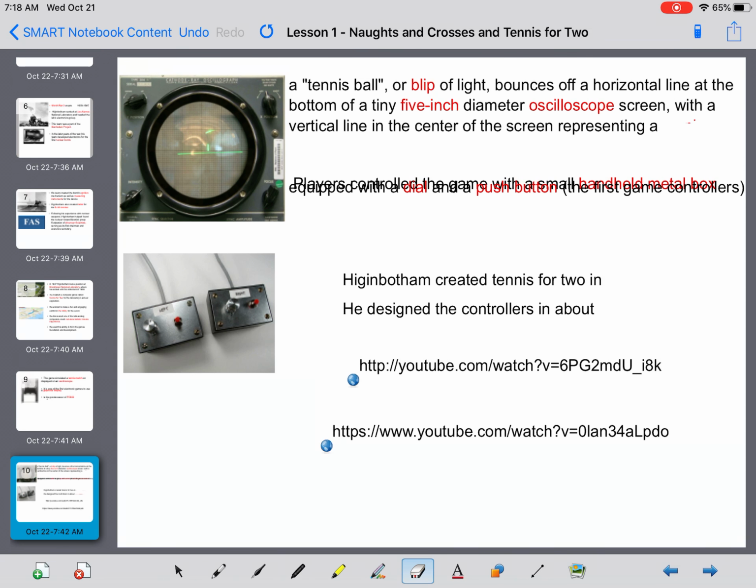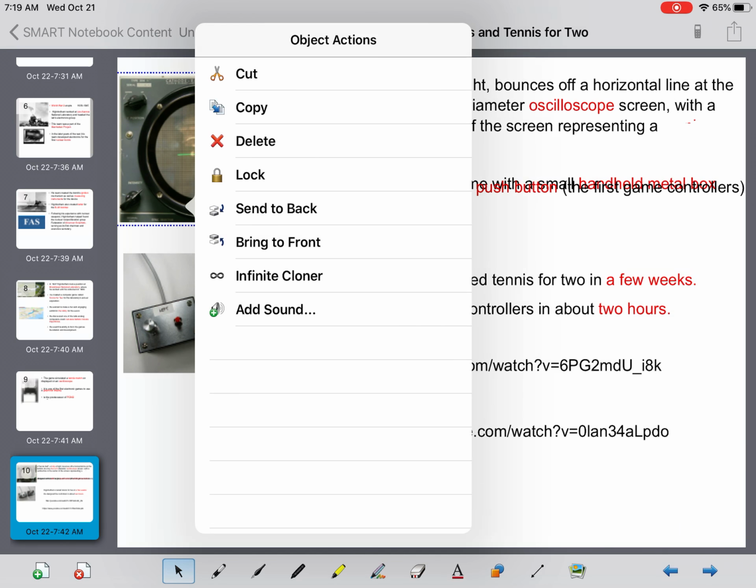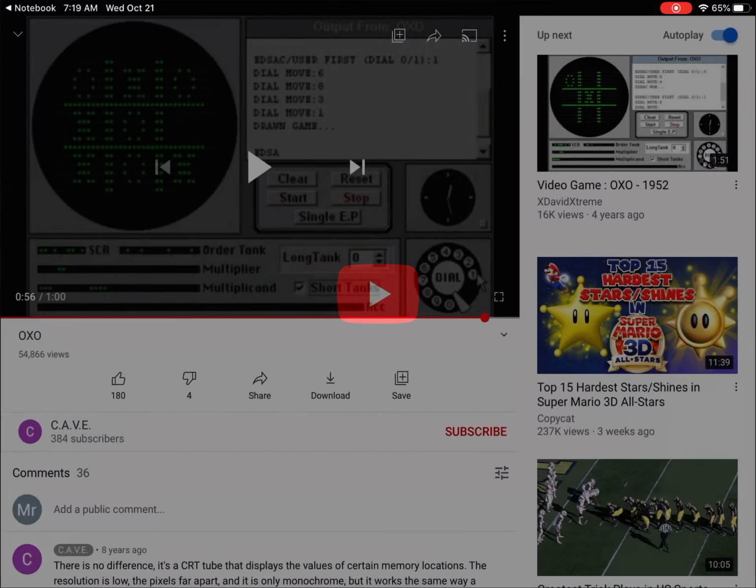Players control the game with a small handheld metal box equipped with a dial or push button. And these are actually the first ever controllers right here, first ever. Higginbotham created Tennis for Two in a few weeks. And the crazy part is that he designed the first ever video game controllers in just under 2 hours. Very crazy. I'll show you a couple videos of Tennis for Two, and we'll call it a day.